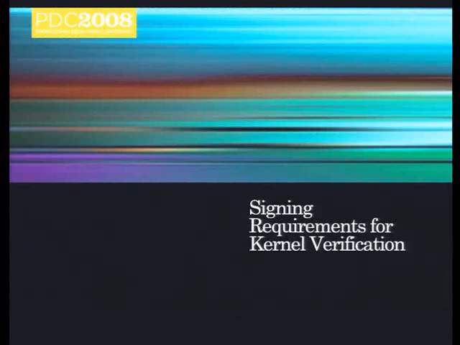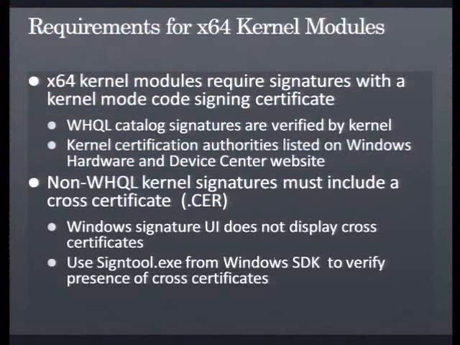So the previous set of key technologies worked better if you had a signature. In kernel verification, a signature is mandatory in order to get the file to load into memory for the application to even work. The first class of policies that are enforced here are for x64 kernel modules. You need a special signing certificate in order to sign these, called a kernel code signing certificate.